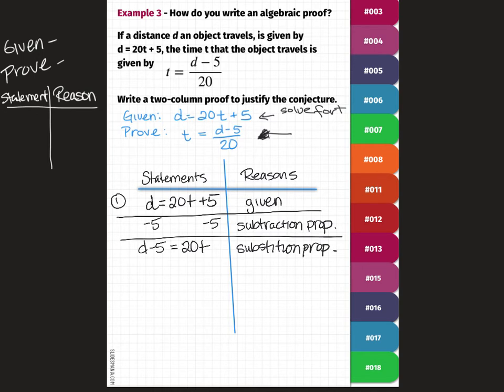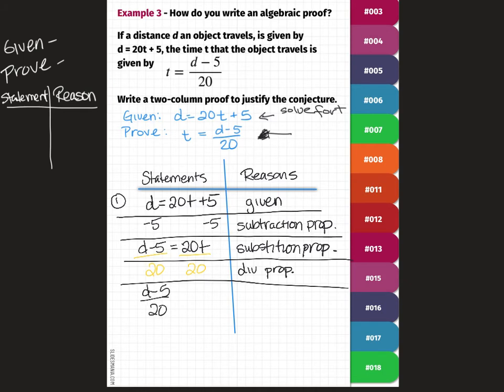Okay. Then my next step is I am going to divide both sides by 20. And it is the division property of equality that allows me to do that. And then I will end up with d minus 5 over 20 is equal to t. And that is, again, from the substitution property, which allows me to replace things if they are equal. And then there is my proof.